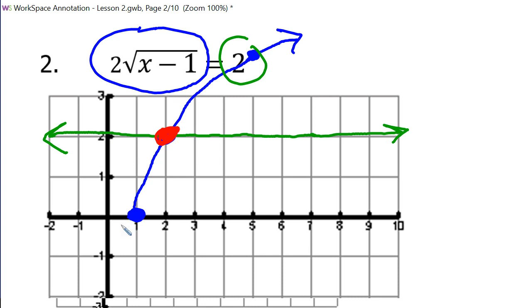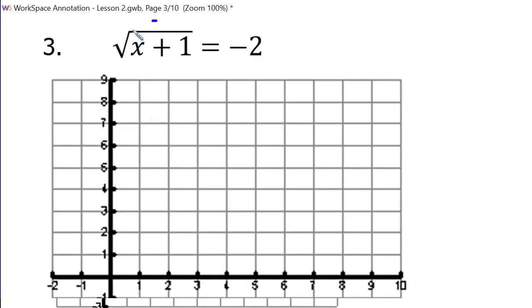Okay, number 3. First thing we need to do is graph the square root curve first. What does the plus 1 make it do? You would think it would move it to the right one, but it moves it to the left one. Now use your perfect squares. What's the first perfect square? Square root of 1. So over 1, up 1.